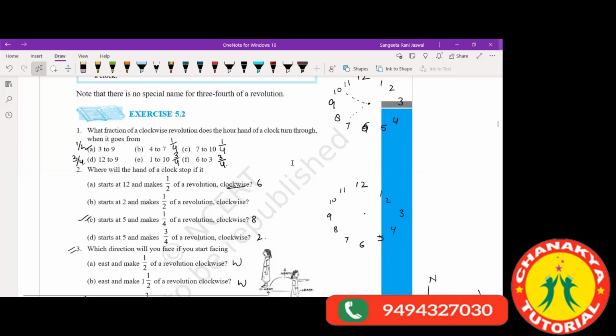Where will the hand of a clock stop if it starts at 2 and makes half of a revolution clockwise? Where will the hand of a clock stop if it is taking half revolution starting from 2? Ma'am, 8. Very good.